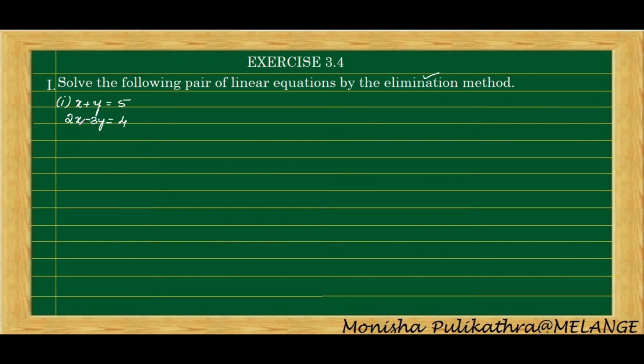Okay, here both x and y terms are not same. We need to make one or the other term the same, so that we can eliminate it. So the first equation I will be multiplying with 2, because I am making this x term similar to each other, so that we can cancel it to find out the value of another term. So here 2 into x is 2x plus 2 into y, 2y is equal to 2 5s are 10. Write the second equation as it is, 2x minus 3y is equal to 4.